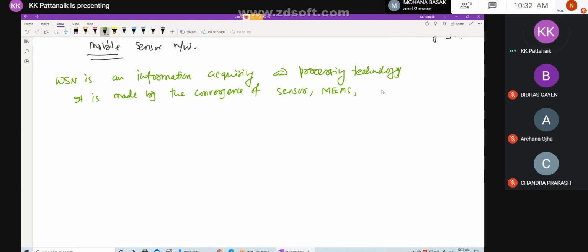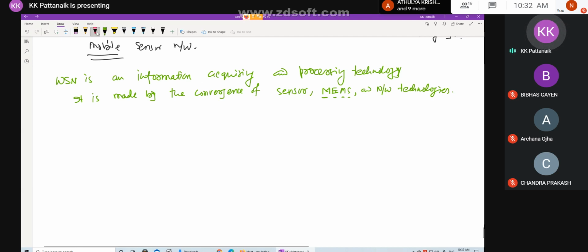What is MEMS? What is MEMS, students? Micro electromechanical systems. Micro electromechanical systems, MEMS, and network technologies. So it is made by the convergence of sensors, MEMS, and network technology.